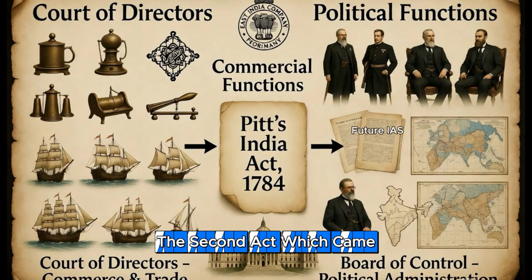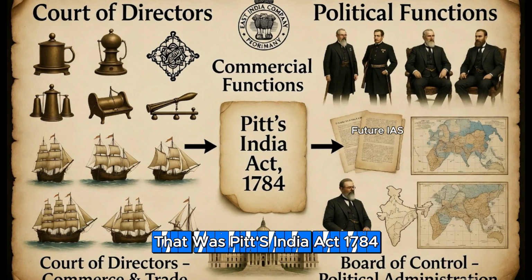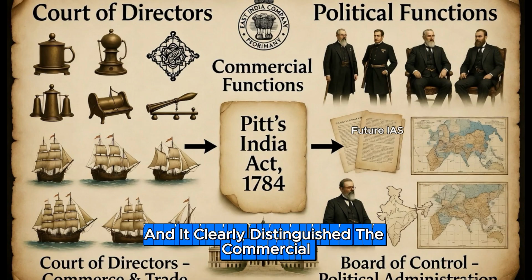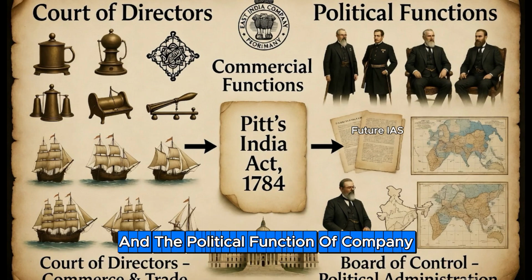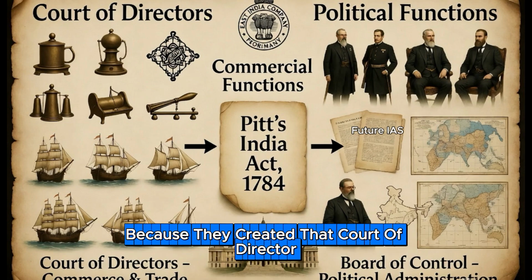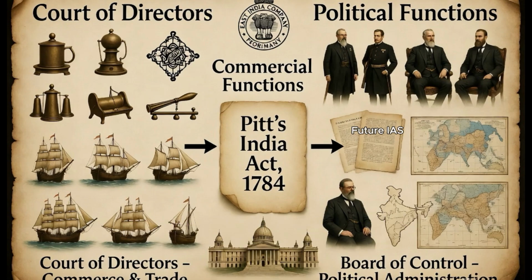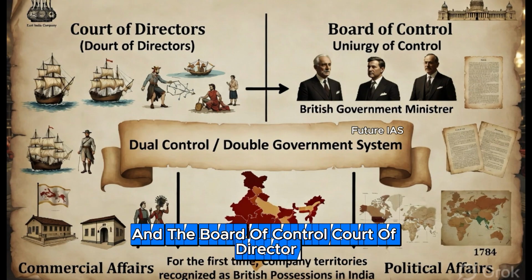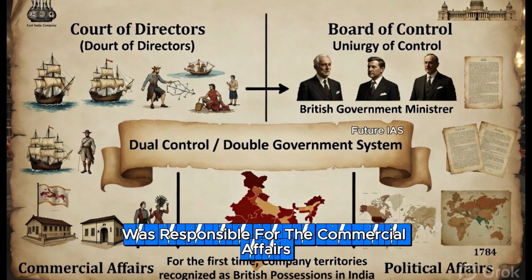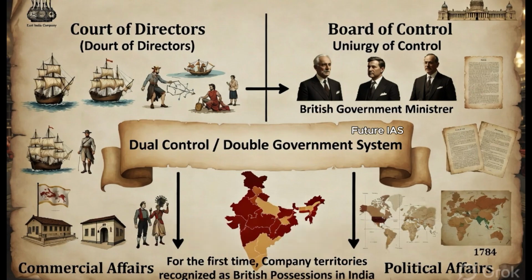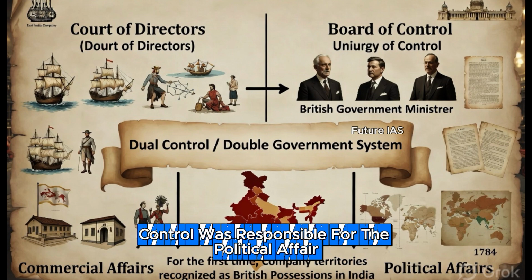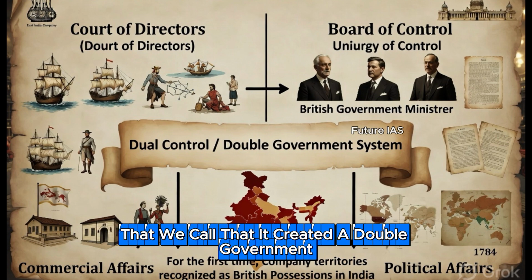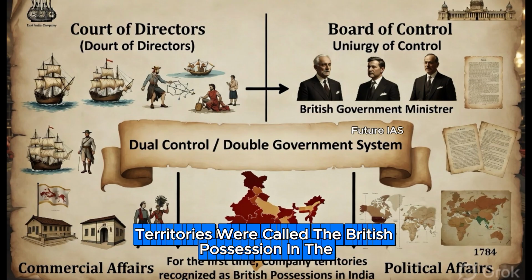The second act which came was Pitt's India Act of 1784, and it clearly distinguished the commercial and the political functions of the company, because they created the Court of Directors and the Board of Control. The Court of Directors was responsible for the commercial affairs and the Board of Control was responsible for the political affairs. We call that a double government, and for the first time the company territories were called British possessions in India.